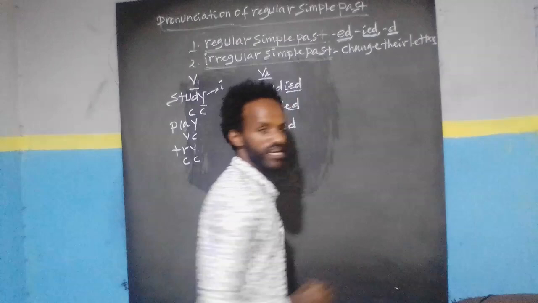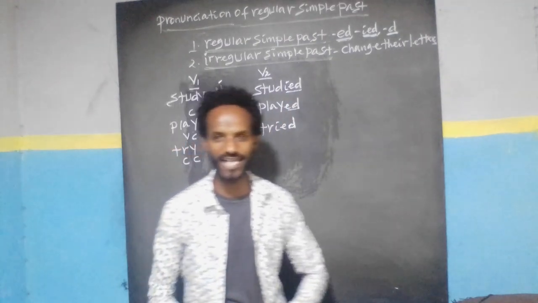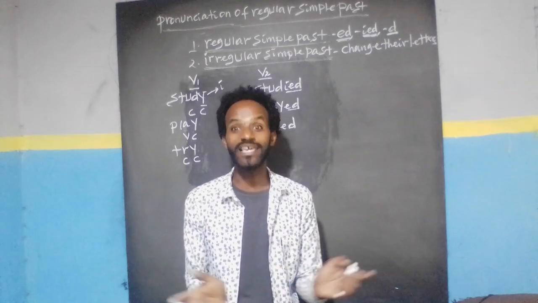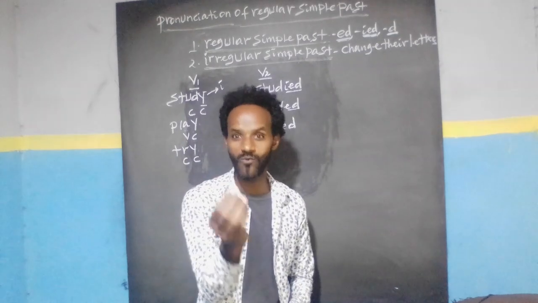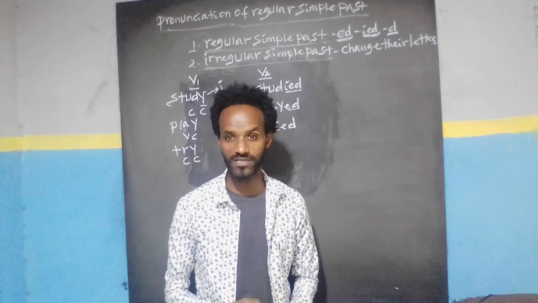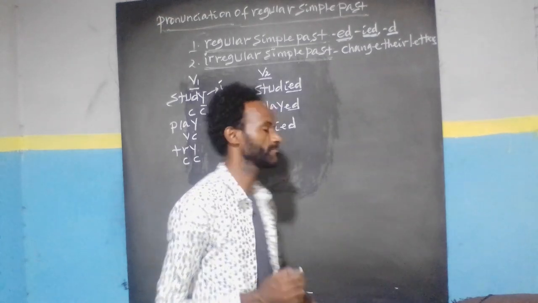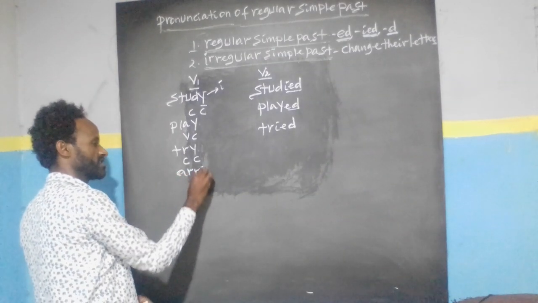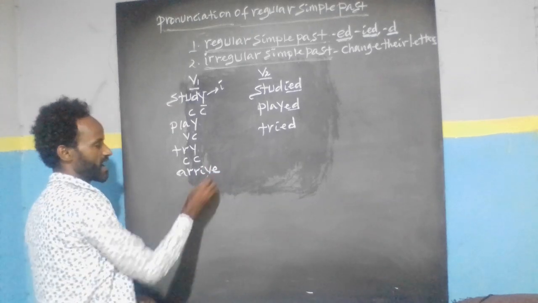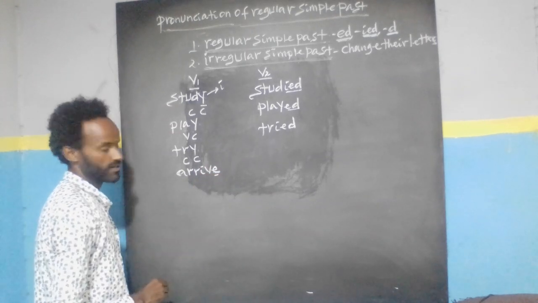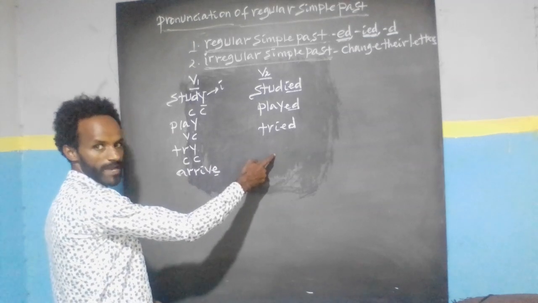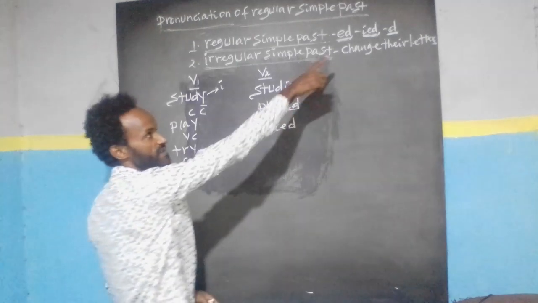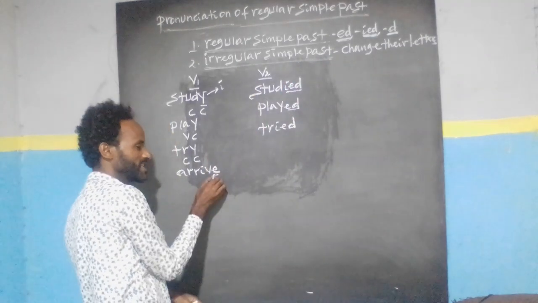And the last one is adding D. When do we add D to the regular simple past? If the given verb ends with the vowel letter E, you add only D to make the simple past or V2. For example, the verb arrive ends with E, so when you make the simple past or V2, you simply add the D suffix, because it ends with E.